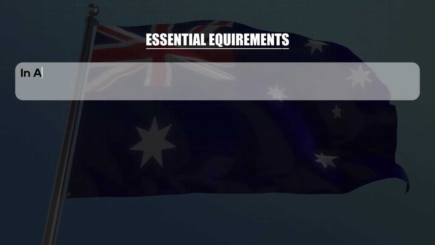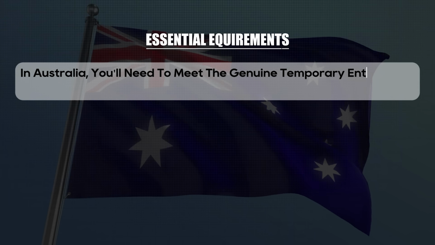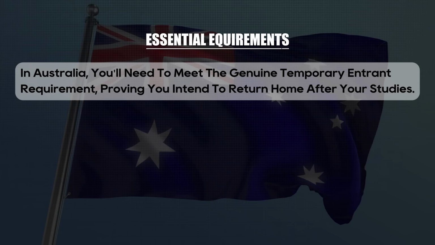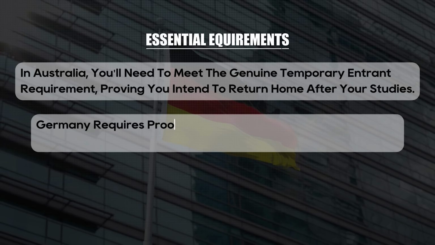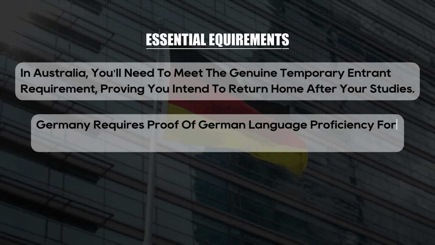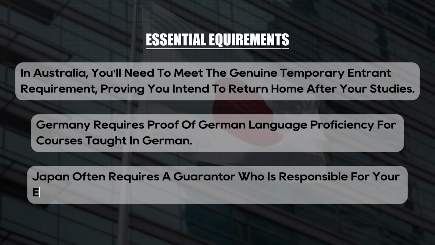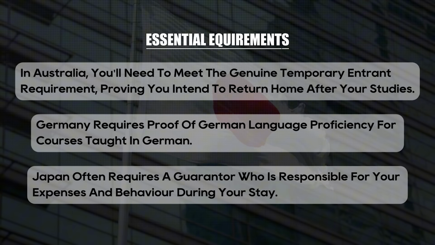It's essential to note that requirements can vary significantly between countries. For example, in Australia, you need to meet the genuine temporary entrant requirement, proving your intent to return home after your studies. In Germany, you may need proof of German language proficiency for courses taught in German. In Japan, you often need a guarantor who is responsible for your expenses and behavior during your stay.